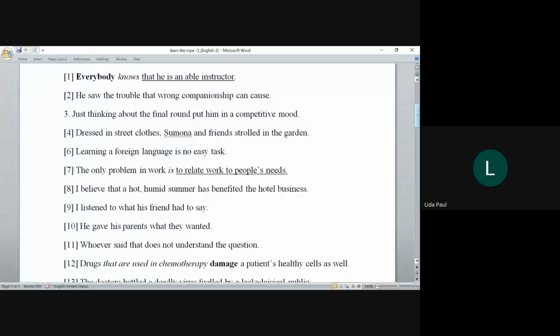It does not give you a sense of reason anywhere here. He saw the trouble that wrong companionship can cause. See, just because you have words like because and cause, or even a word like why, it doesn't mean that it's a reason all the time, right? That wrong companionship can cause is not giving us any reason.